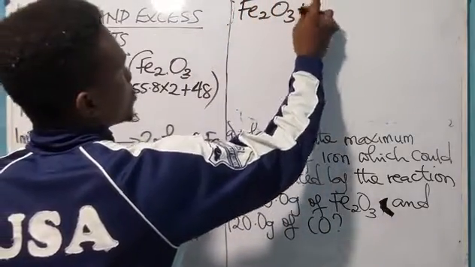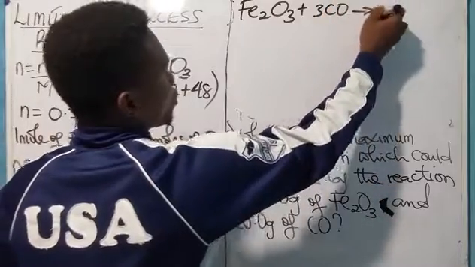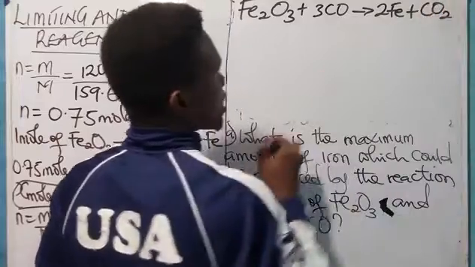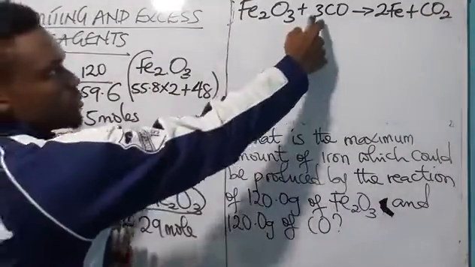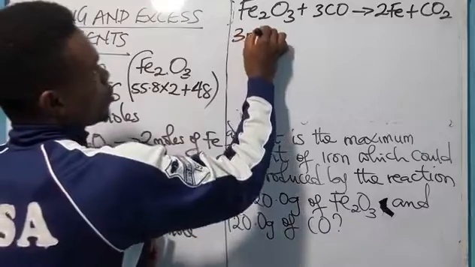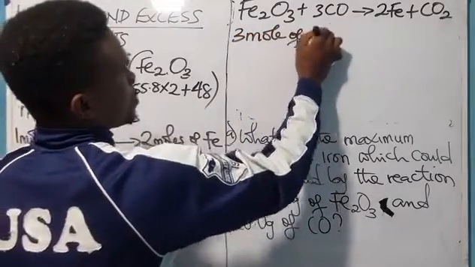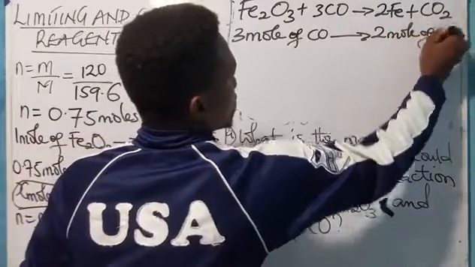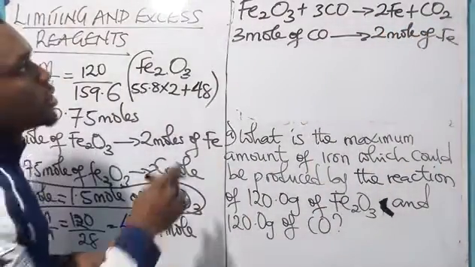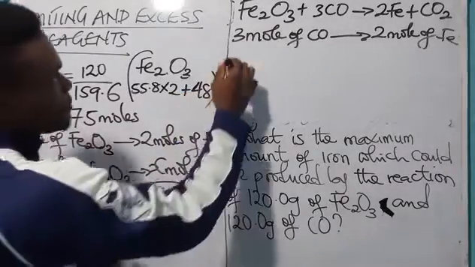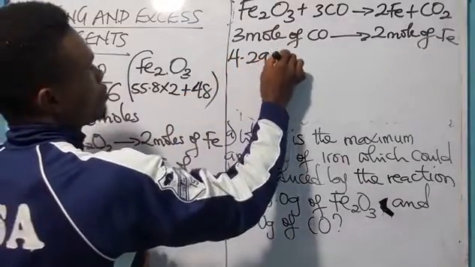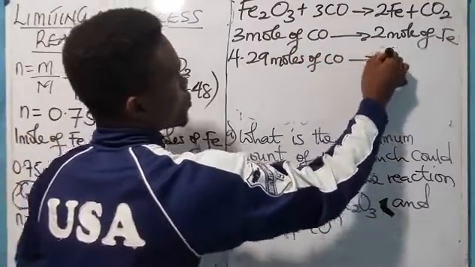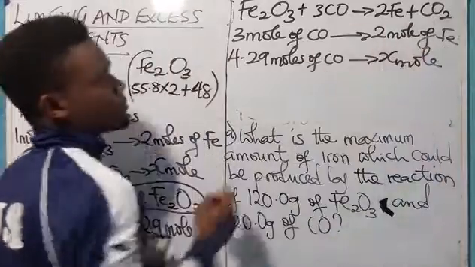Fe2O3 plus 3CO will give 2Fe plus 3CO2. From this, it means that 3 mole of CO will produce 2 mole of what? Fe. Is that not correct? Therefore, 4.29 moles of CO will produce X mole of that.